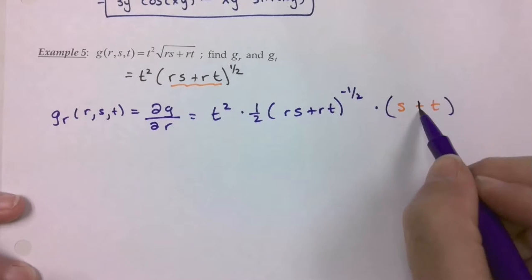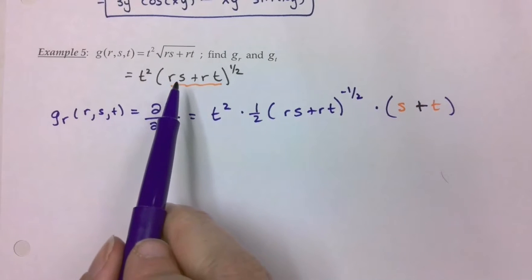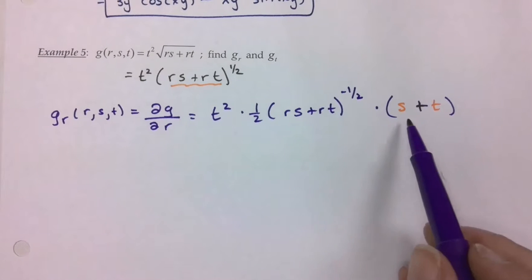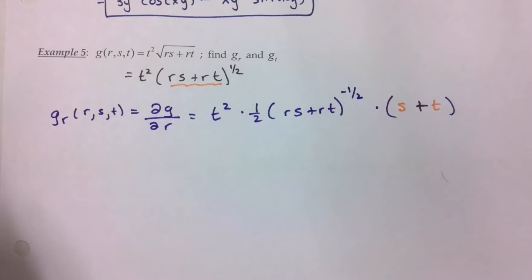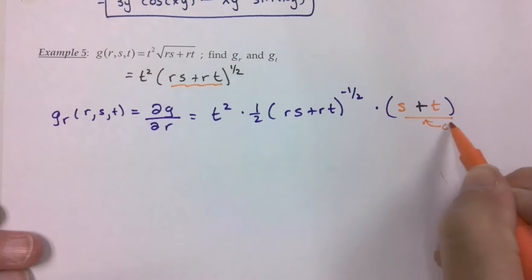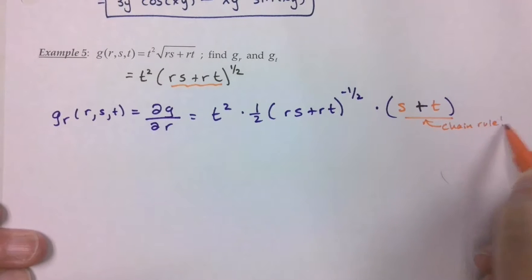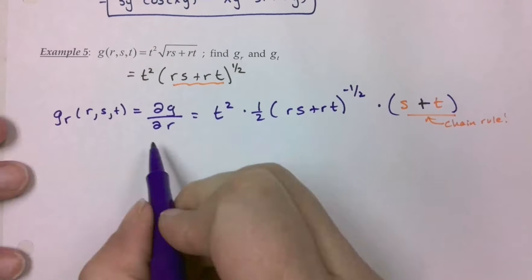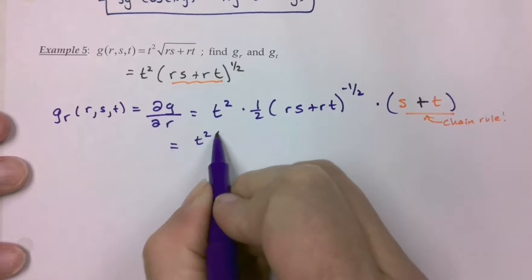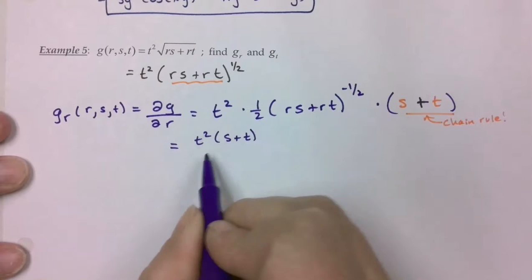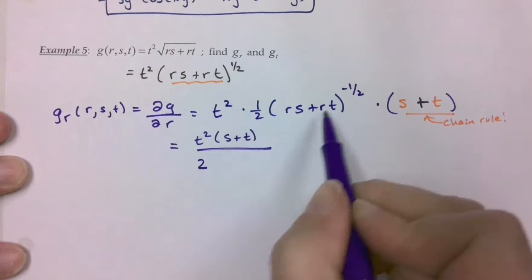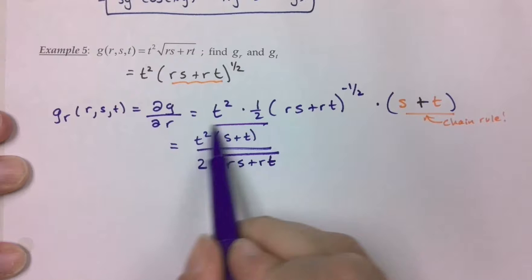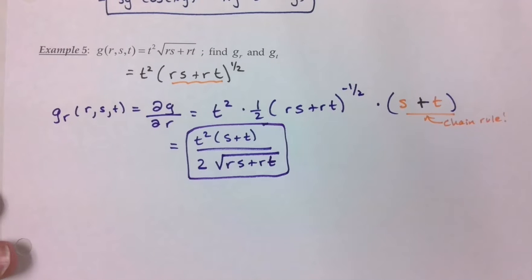Again, because they're assumed to be constants. Like imagine this was, I don't know, 2r plus 7r. Well, then it'd be 2 plus 7. Simple as that, right? So that's what you have over here. So this is happening because of chain rule. Okay, so then let's simplify that just a little bit. So that's t squared times (s plus t), because those are both in the numerator. In the denominator, you have a 2, and then you have a square root of rs plus rt. That would be the partial derivative.